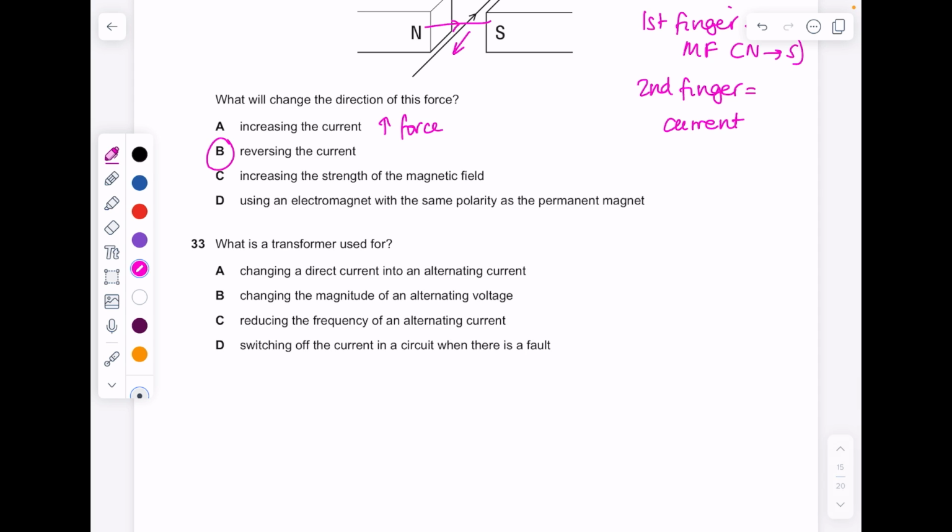What is a transformer used for? So a step-up transformer will increase the voltage, therefore reducing the current and reducing how much energy is dissipated when electricity passes along the national grid. So yeah, we're going to be changing the size of that alternating voltage.